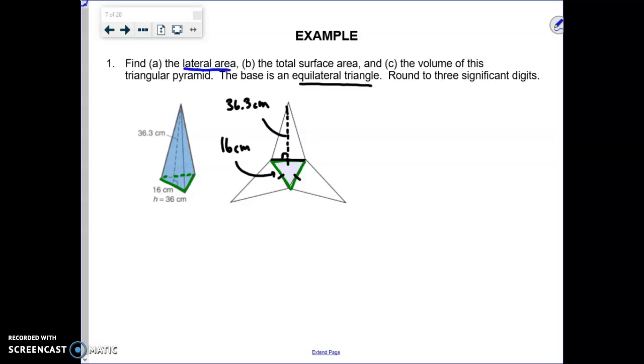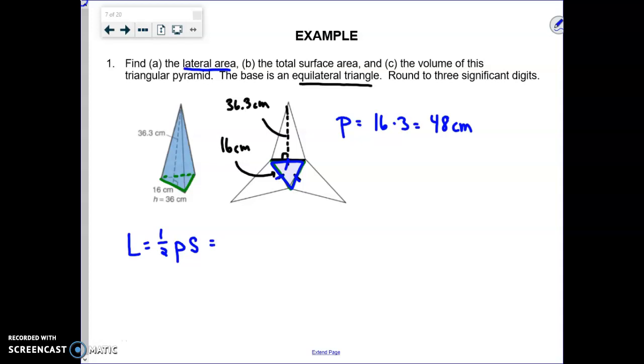All right, so let's start with lateral area. From your formula sheet, you know that the lateral area is equal to 1/2 the perimeter of the base times the slant height. Now, it said that this was an equilateral triangle. We know that if one side is 16 centimeters, they all are. So the perimeter of the base is 16 plus 16 plus 16, or in other words, 16 times 3, which would be 48 centimeters. Again, if I'm going too fast, you can pause the video, you can rewind it, and so forth. So, we have everything we need now.